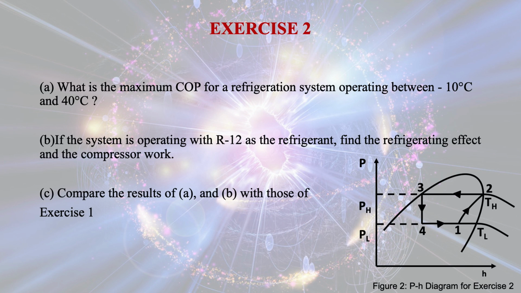Let us see the expansion process, that is from process 3 to 4. During the expansion process, you know very well that the enthalpy doesn't change. So the enthalpy at point 3 is equal to the enthalpy at point 4. From this diagram it is very clear that H3 is equal to H4. Now let us see how we can proceed for this problem.